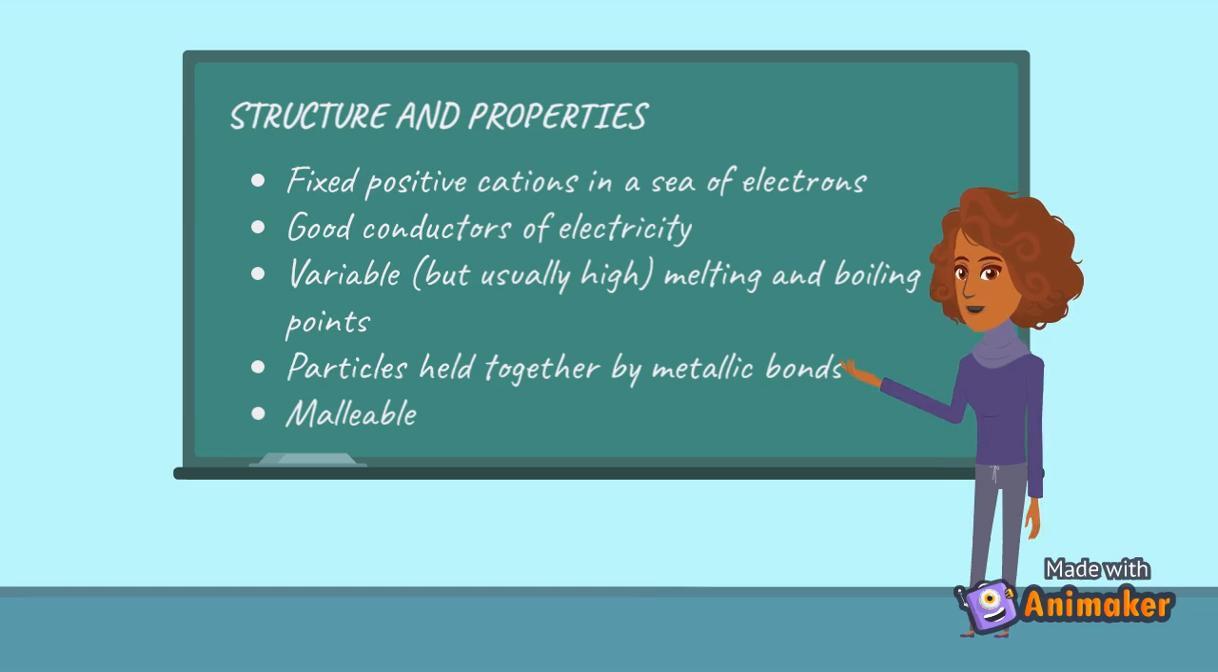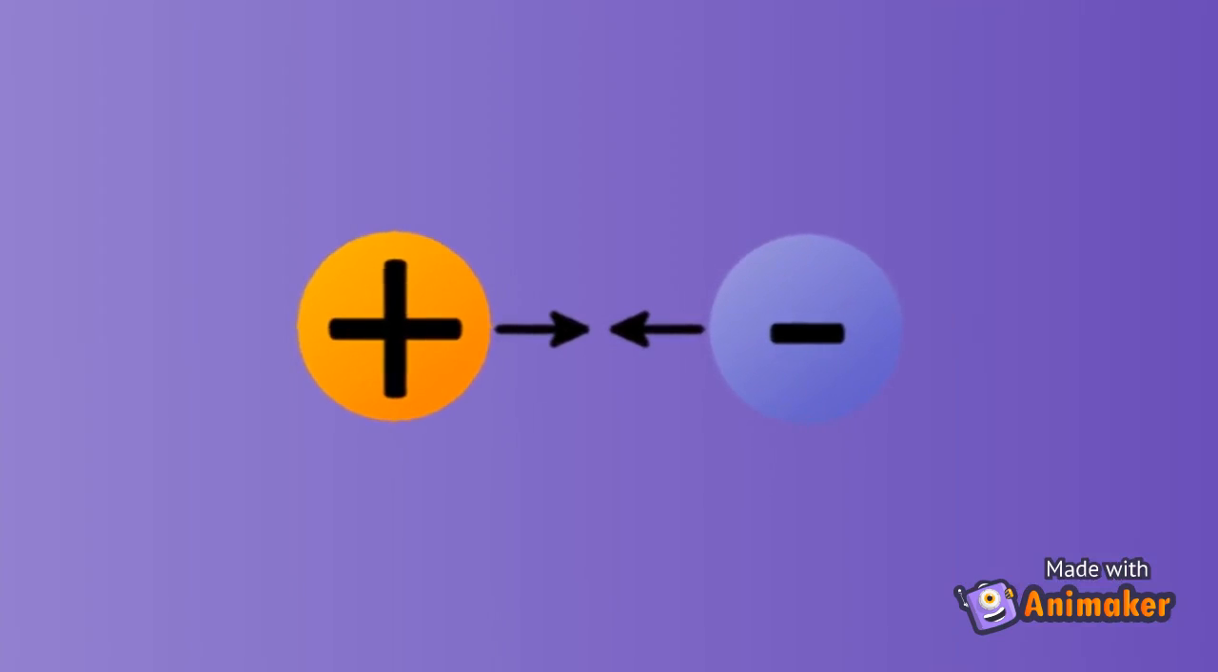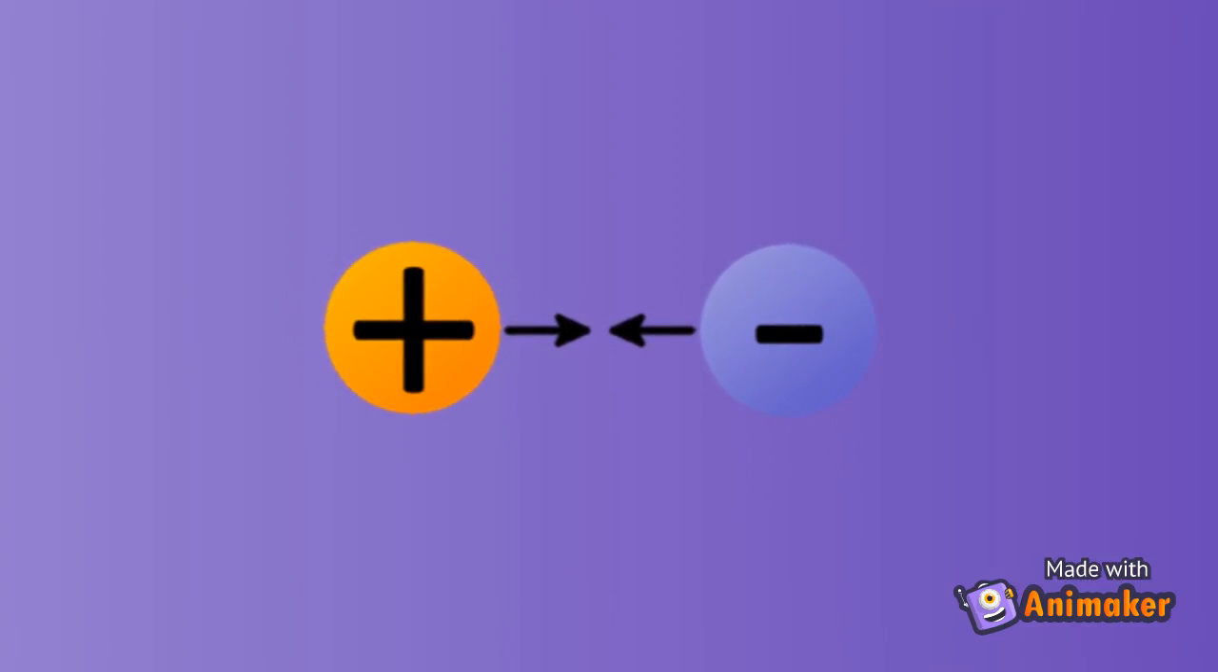Metallic substances have variable melting and boiling points. Although there are some exceptions, most metals have high boiling and melting points as a result of the strong metallic bonds holding their particles together. These bonds are the electrostatic forces of attraction between the positive ions and the negative electrons. Depending on the strength of these bonds, they will require certain amounts of energy to break.